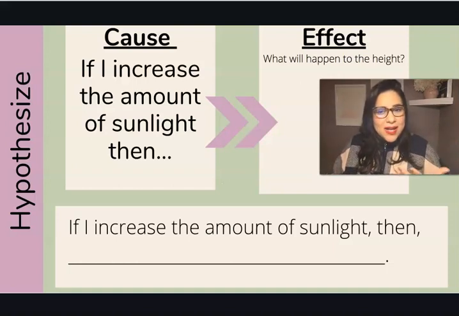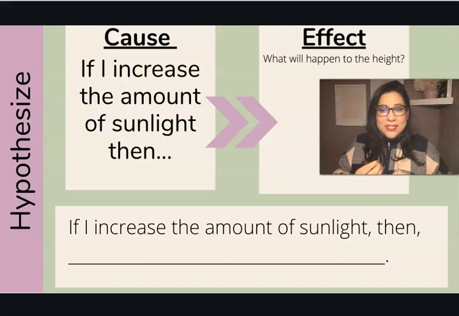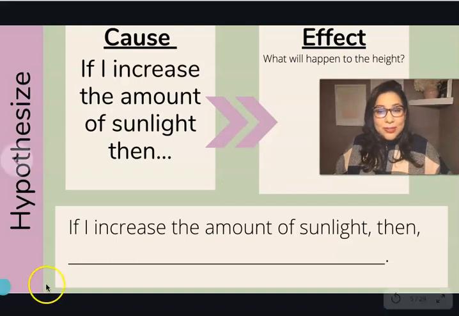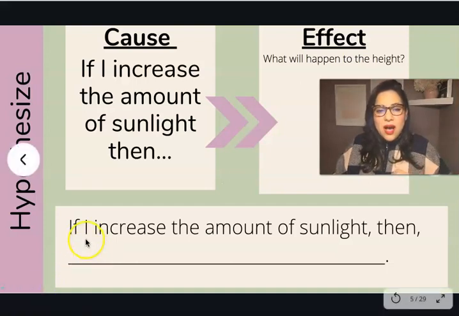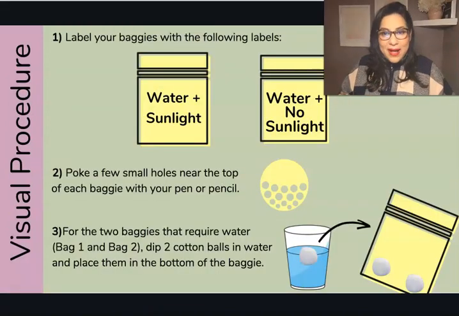So feel free to pause the video, jot down your effect, and then play it so we can continue with our experimental design. All right, guys, welcome back. At this point, you should have your cause and you should also have your effect. And now we're going to bring them together in our formal hypothesis sentence. So I included a sentence starter or a prompt that reads as follows: if I increase the amount of sunlight, then... and you would just complete the sentence with the effect. So now we have a clear hypothesis.